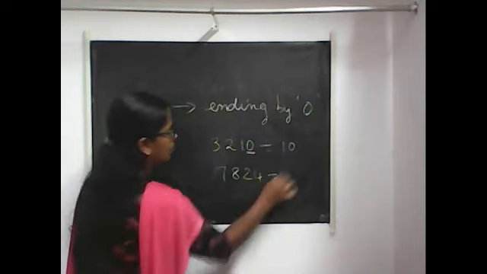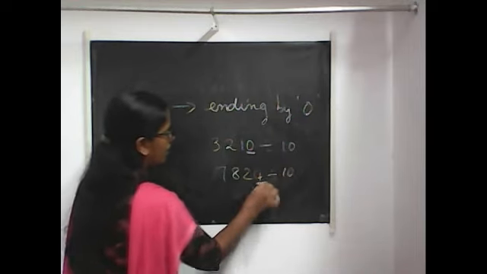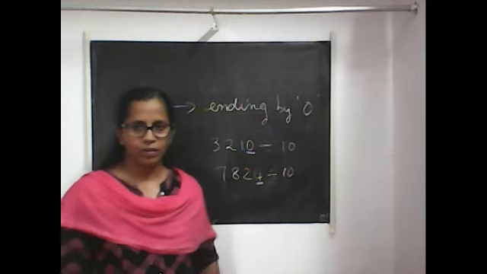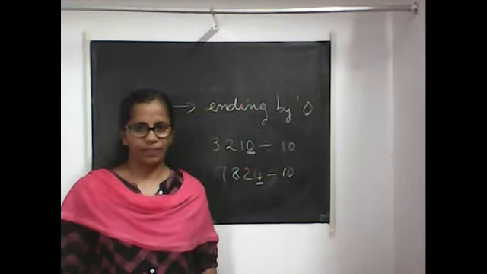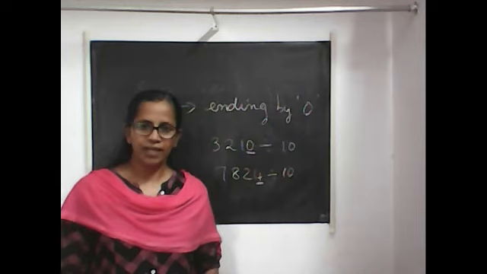Is it exactly divisible by 10? Look at the ones place. It is 4. It is not 0. So it won't be divisible by 10. Okay, this is the divisibility by 10.